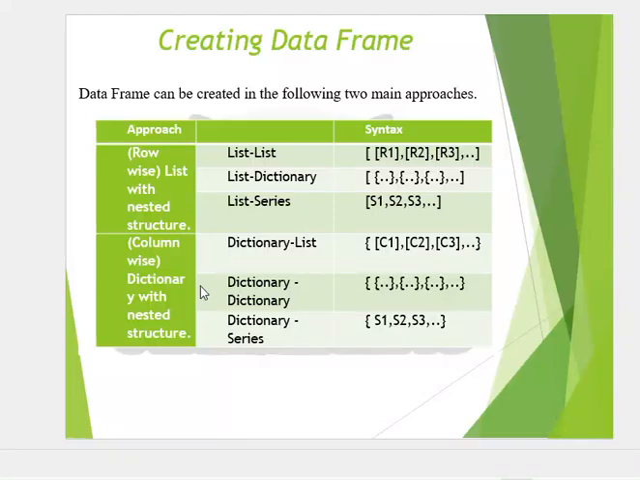When we talk about column wise, it can be a dictionary of lists. It means a dictionary will have lists inside it. The second way is dictionary of dictionaries, means an outside dictionary and inside the dictionary there will be other dictionaries, or you can say nested dictionary. And the third one is dictionary of series. It means series is inside the dictionary. Let's move one by one for all the cases.